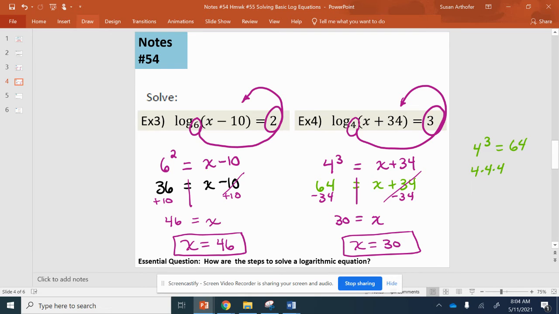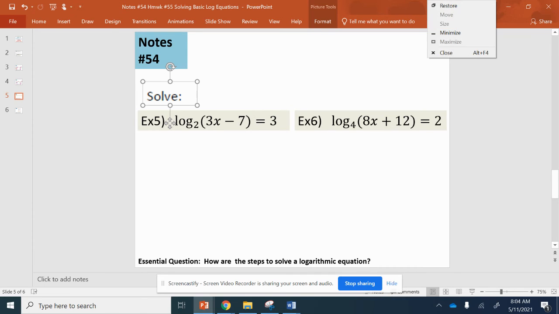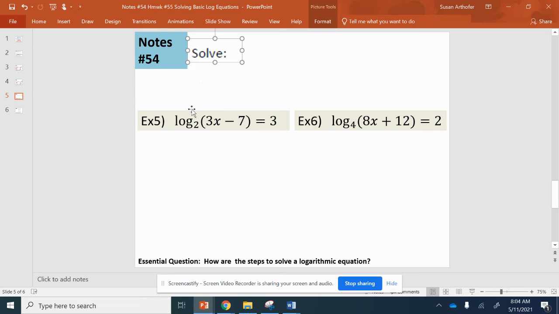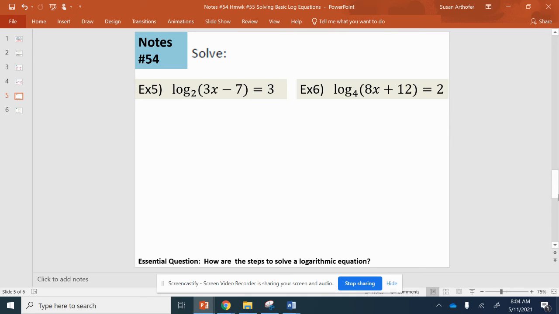Okay, two more. There's a little bit more steps to solve. So we're going to do two more. If you need a minute, please hit pause while you finish this page. Take a minute to write down example 5 and 6. Okay, here we go. Hit pause if you still need a moment.